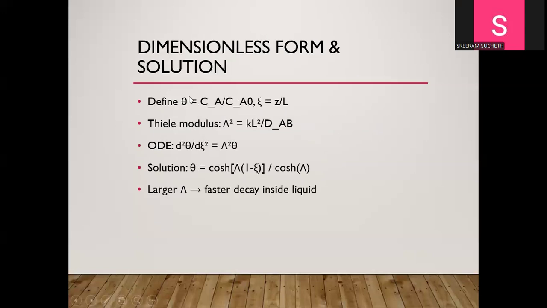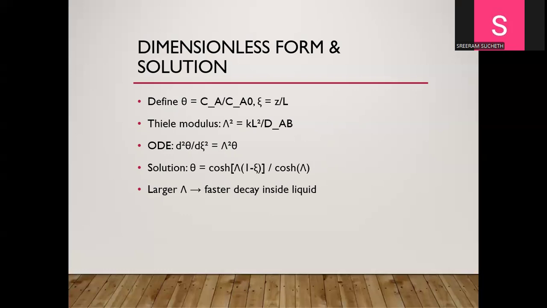Now we are defining theta in dimensionless form. To simplify the equation, we define the dimensionless variables as theta and xi. This introduces the Thiele modulus, which compares the reaction rate with diffusion rate. As we know, Thiele modulus equals the square root of K L² upon DAB. The final ODE becomes d²theta/dxi² equal to Thiele modulus squared into theta.